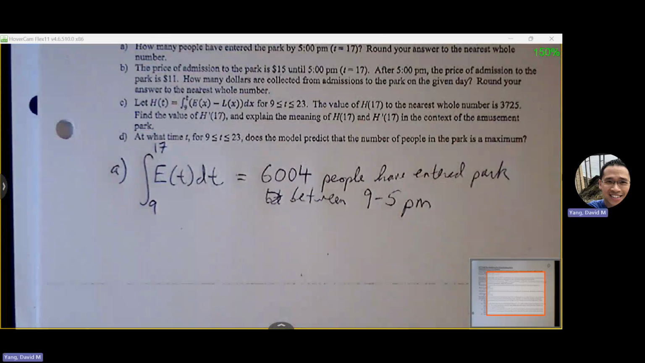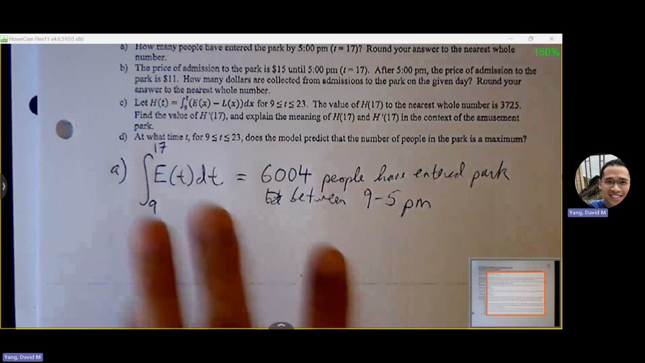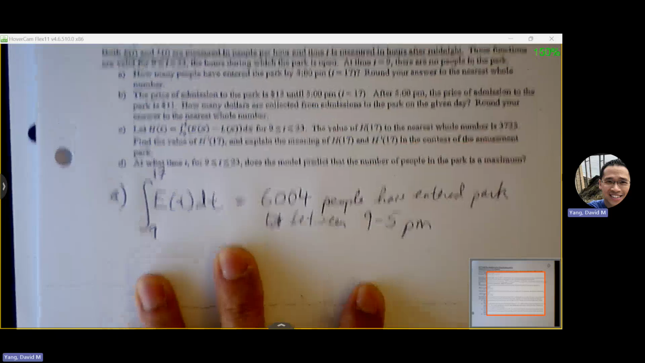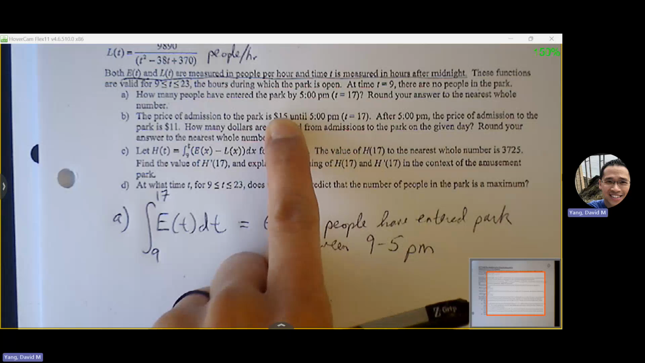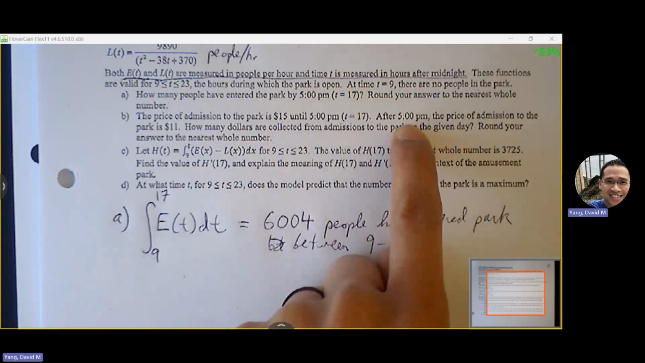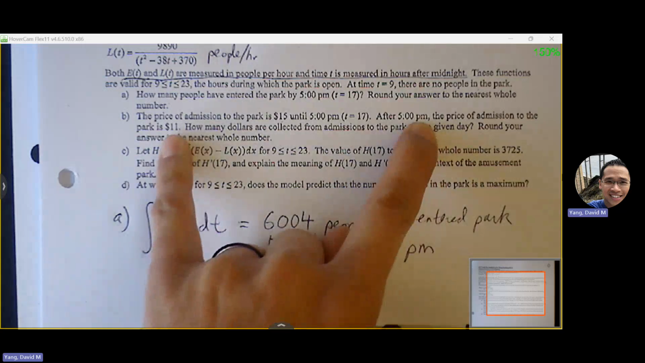Okay, part B. The price of admission to the park is $15 until 5 p.m. After 5 p.m., the price of admission to the park is $11 per visitor. How much money is collected from admissions to the park on the given day? Round your answer to the nearest whole number. So we can create two integrals, right? We can figure out the number of people who've entered the park by 5 p.m., charge them each $15, and then we can find the number of people who've entered the park between 5 p.m. until closing, and then charge each of them $11.